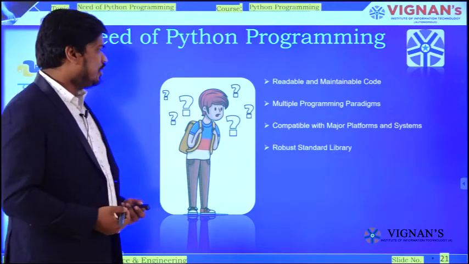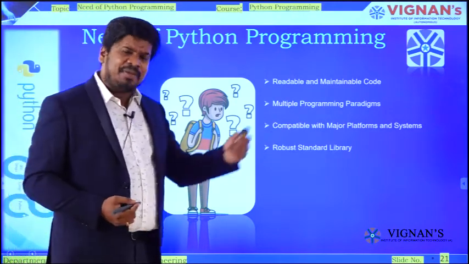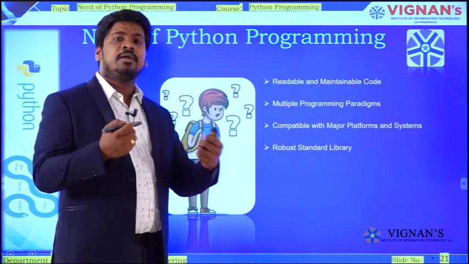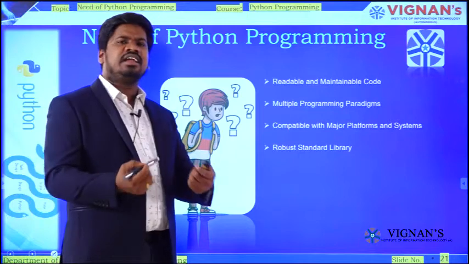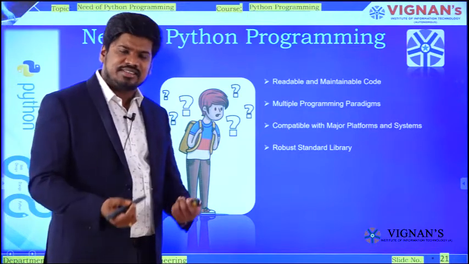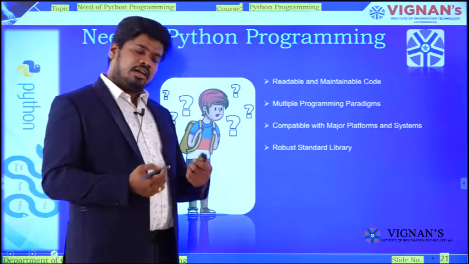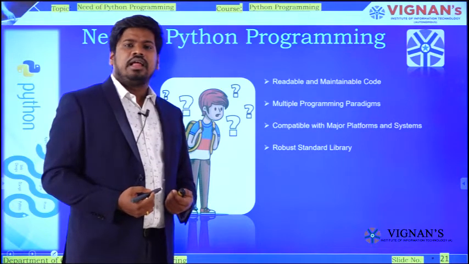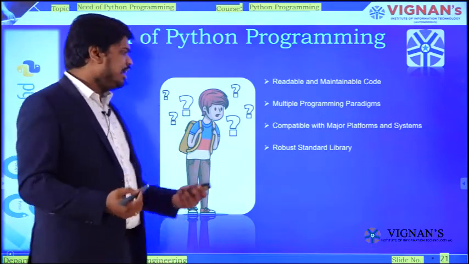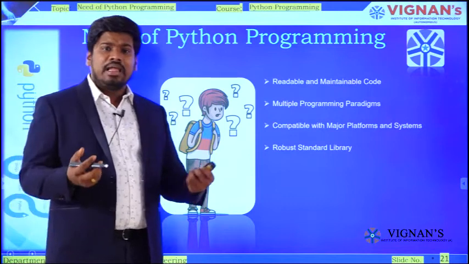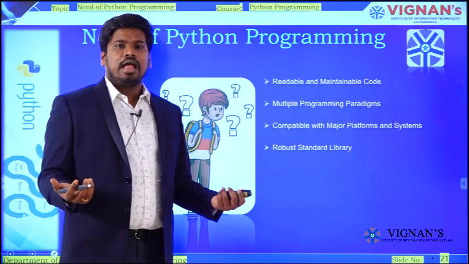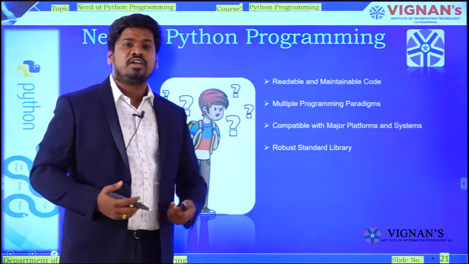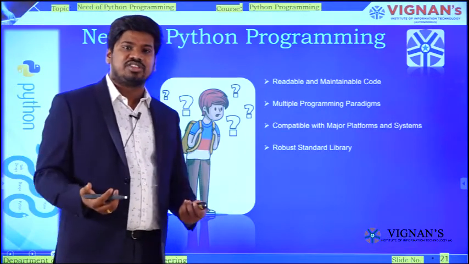And next one is robust standard libraries. In my previous slides, for machine learning, there is TensorFlow. For web development, there is Tkinter. For desktop applications, there is Tkinter. Like that, for game development, there is a library. So I have various libraries. By importing those libraries, I can happily build my applications with ease. No need of building a program from scratch.